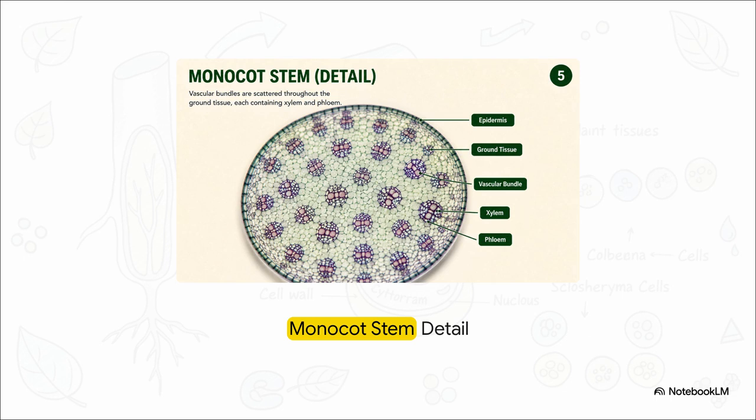Let's observe the cross-section of that monocot stem in a bit more detail. Notice how scattered those vascular bundles are? Each one contains both xylem and phloem, all wrapped up in ground tissue, with the epidermis as the protective outer boundary. When you're viewing your own slide in the lab, see if you can actually count the individual vascular bundles. It's a great way to train your eye.